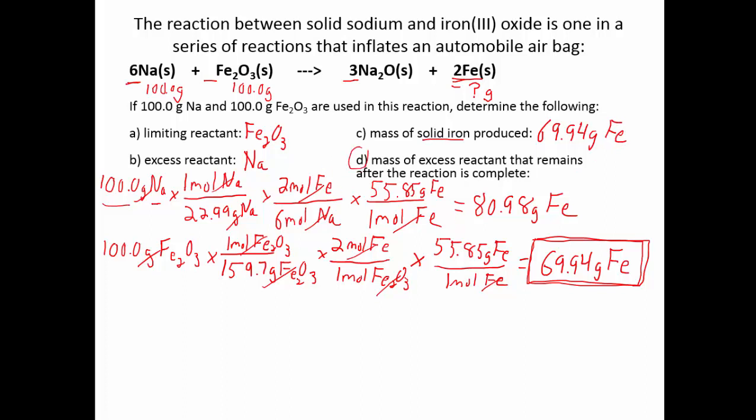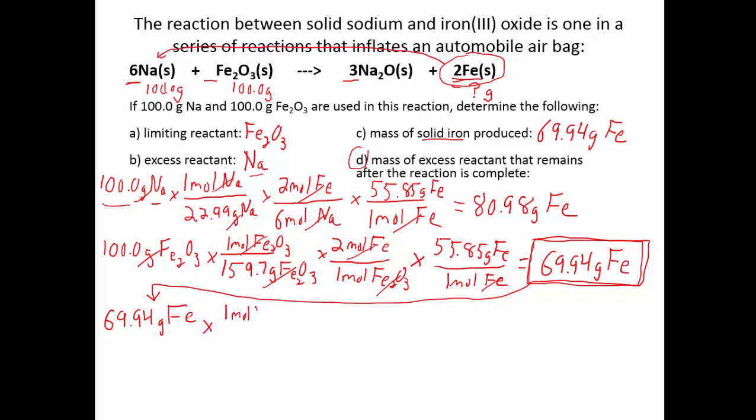And our last part, how much excess reactant is left over. So how much sodium do we have left over? To do that, we're just going to take how much iron we could produce during this reaction, and we're going to work back to how much sodium we needed. So if we had 69.94 grams of iron, we could go back mass, mole, mole, mass, and we could go 1 mole of iron from the periodic table, 55.85 grams of iron.